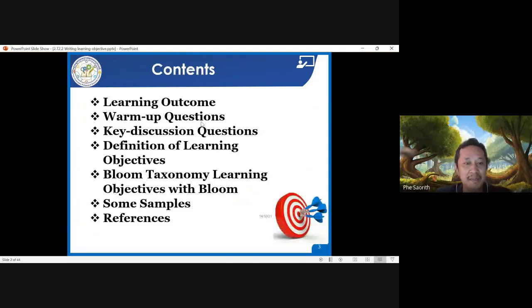Here are the contents. First, the learning outcomes of this topic: after finishing our topic, the learner will be expected to do the following. The second one, warm-up questions. The third one, key discussion questions. The next one, the definition of learning objective, Bloom's taxonomy, learning objectives with Bloom, and also some samples. And the last one, references.